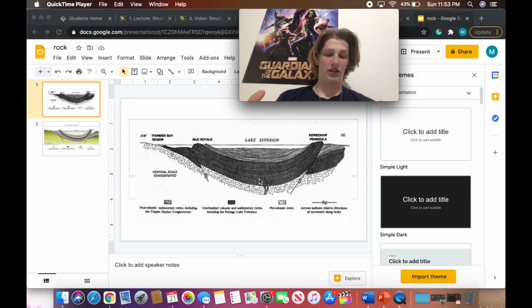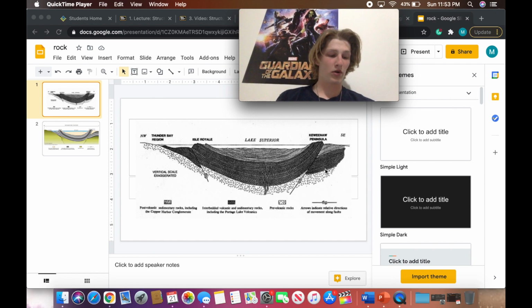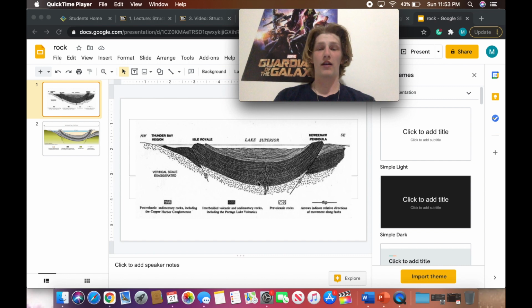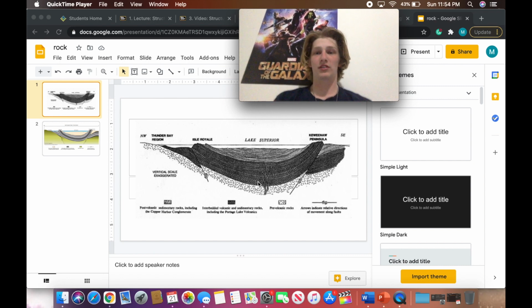The Keweenaw also has cross faults in it. The cross faults are actually pretty big because they provide pathways for the copper ore, which is huge. It was a huge resource that came out of Michigan, copper ore, and there are a lot of deposits of it because of the cross sections and all of that going on inside the structure.